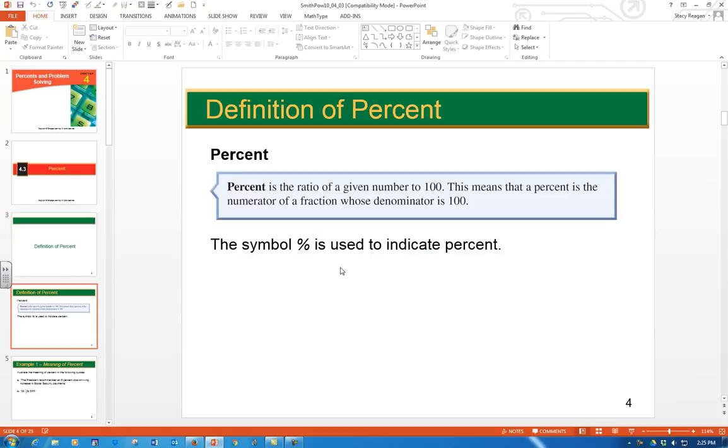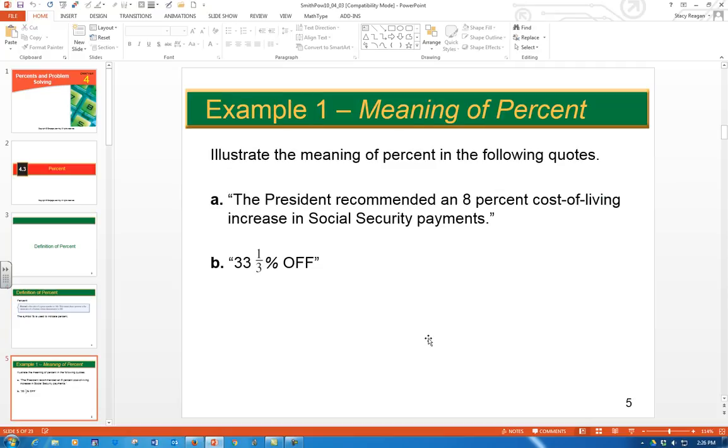The first thing we see is the definition of a percent, and it's a ratio, so that's why we've been talking about ratios. It's the ratio of a given number to 100. This means that a percent is the numerator, which is the top of a fraction, whose denominator is 100. The symbol, and here's the percent sign, is used to indicate percent.